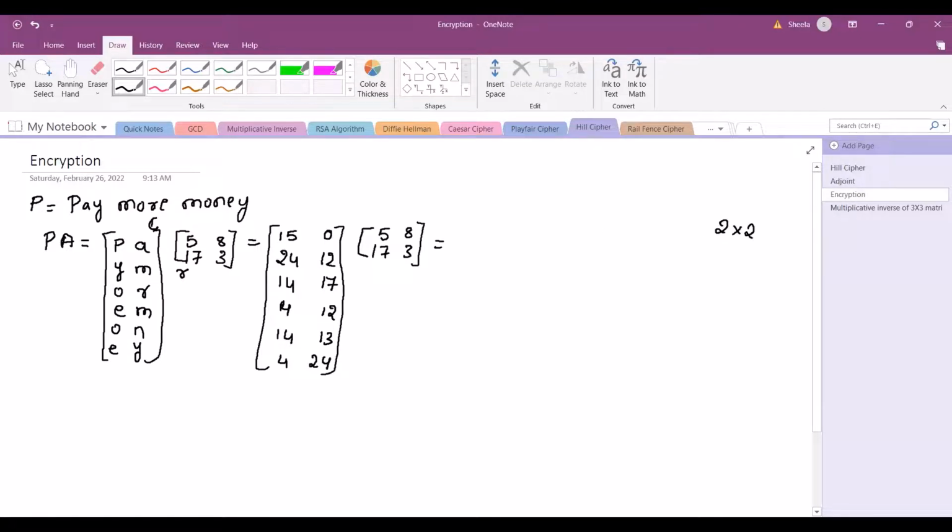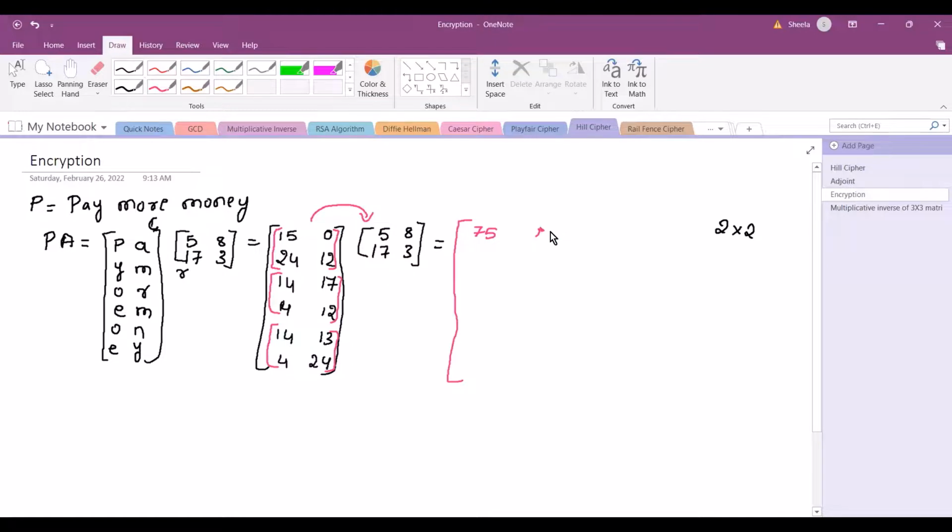So here, since the key matrix is a 2 cross 2 matrix, what I'm going to do is divide this large matrix into 3 submatrices. The first submatrix is this, the second submatrix is this, and the third submatrix is this. Then I'll multiply the first submatrix with the key, and I'm going to get the corresponding answer as 75 and 120.